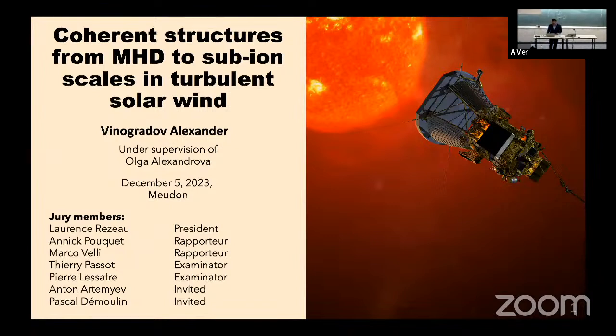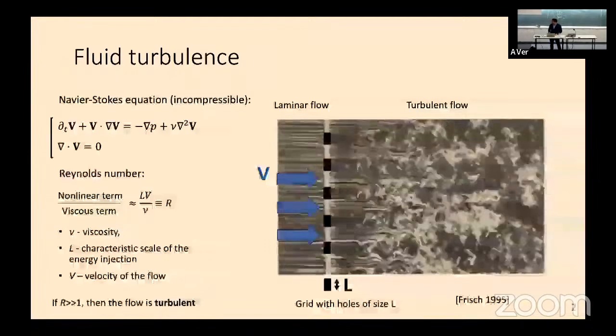Today I would like to present the results of my PhD thesis about the nature of coherent structures from MHD to sub-ion scales in the turbulent solar wind observed by the Parker Solar Probe. So let me first introduce what turbulence is.